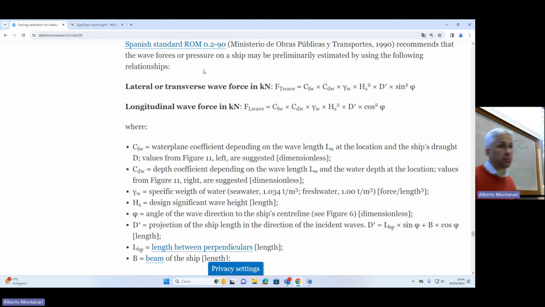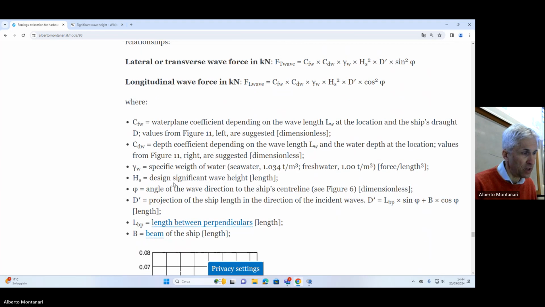And just in order to complete the description of the variable, specific weight of water, okay, here they say 134 tons per cubic meter. If you say tons, this is 1.034. So it's 1 ton plus 34 kilograms. Okay. Earlier I said 1024 kilograms per cubic meter, and of course 1 ton is 1,000 kilograms.